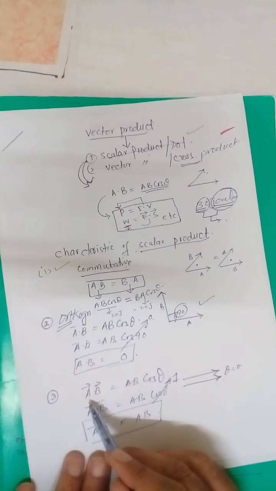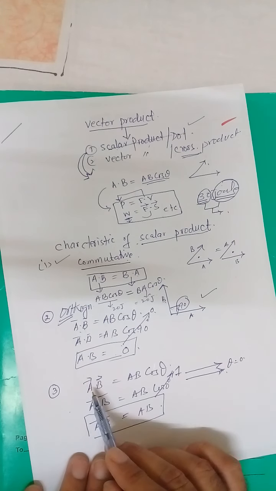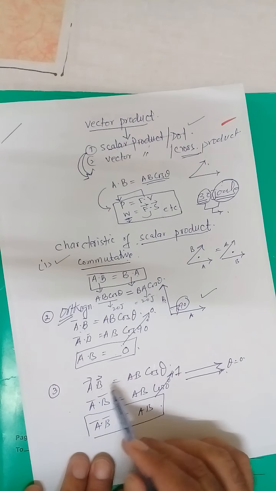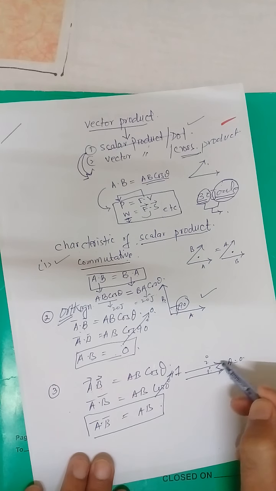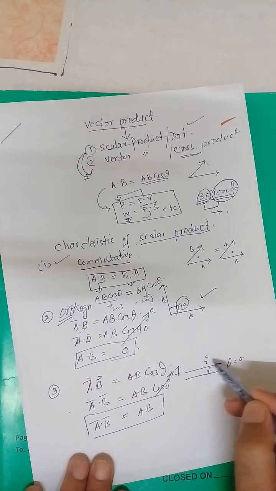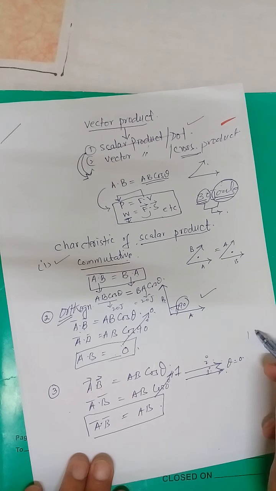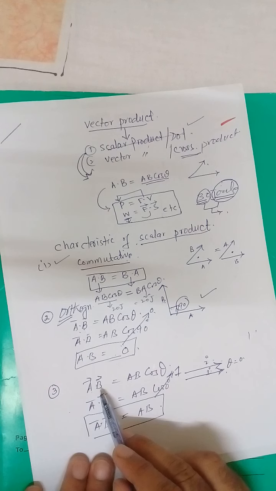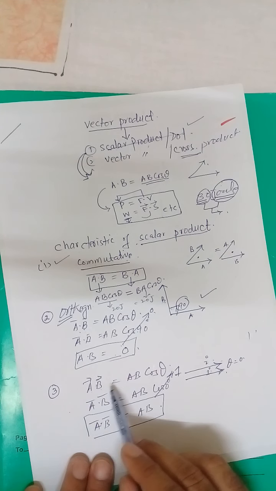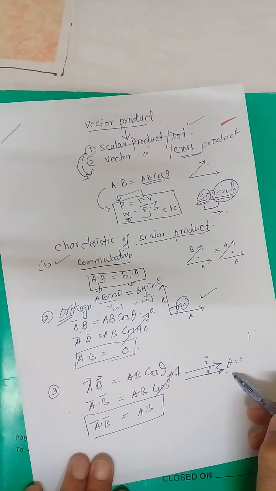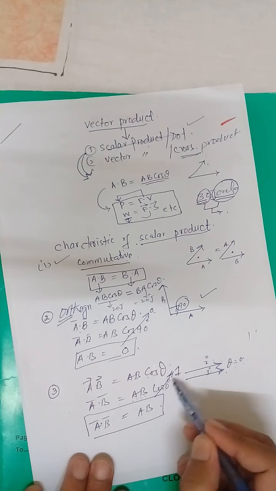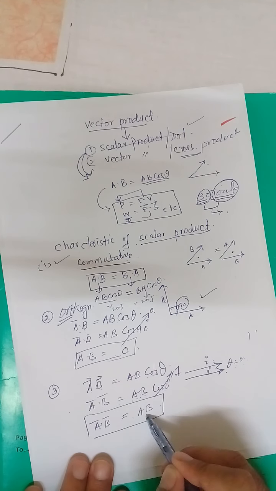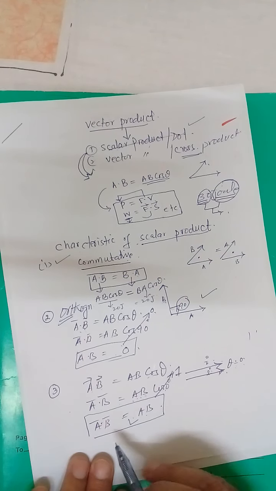Number 3, parallelism property. When two vectors are parallel to each other, for example, unit vector i along the x-axis and another i along the x-axis, or j along y, so we can say the two vectors are parallel. A dot B is equal to AB cos theta. When two vectors are parallel, the angle between them will be 0. So A dot B is equal to AB cos 0. Cos 0 is equal to 1. So A dot B is equal to AB. It means it will give the maximum value.